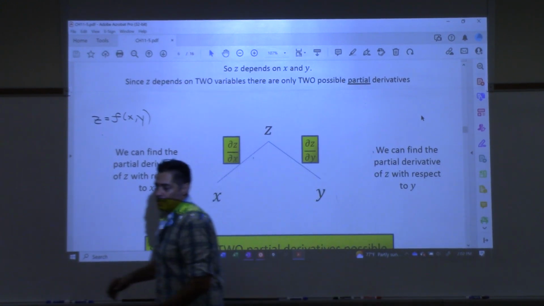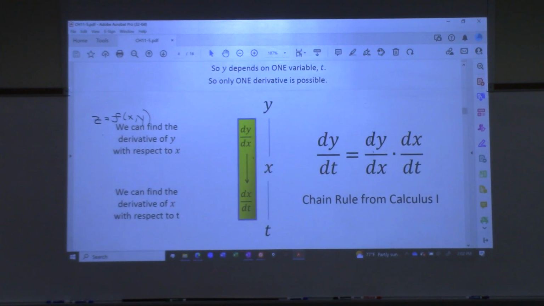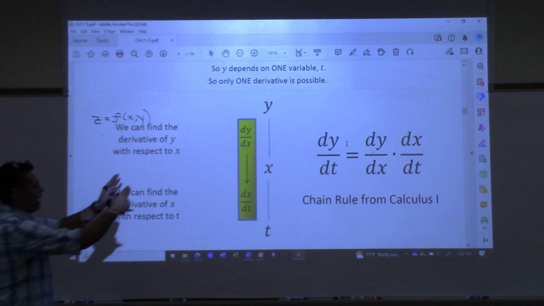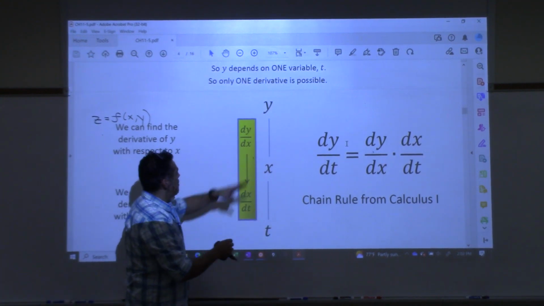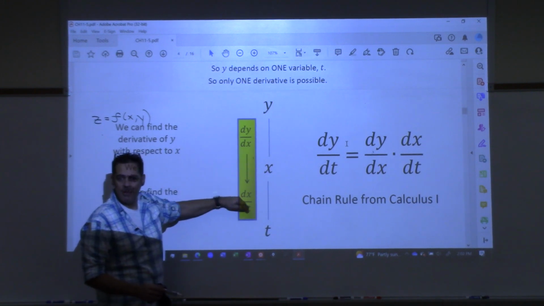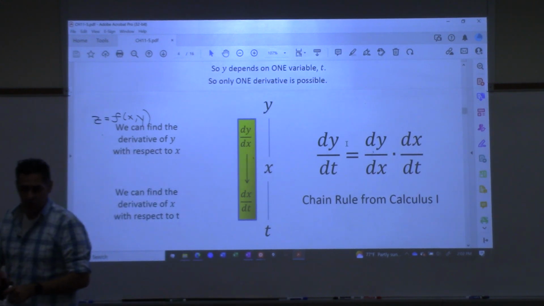If you look back at the other diagrams we had, like this right here, you notice there are no branches. As long as there are no branches out, then these are going to be your traditional straight-up derivatives. It's when you branch that you would have to have a partial.